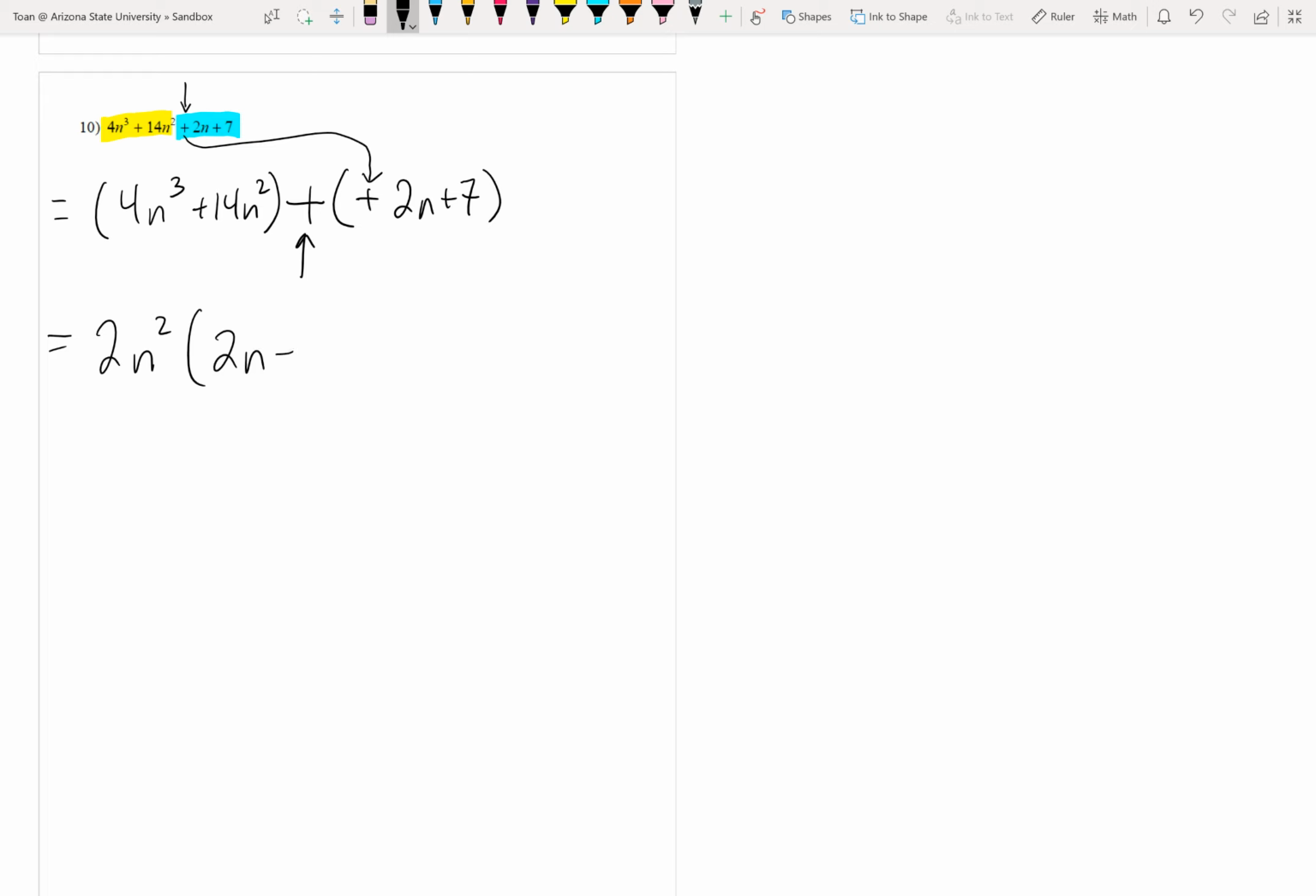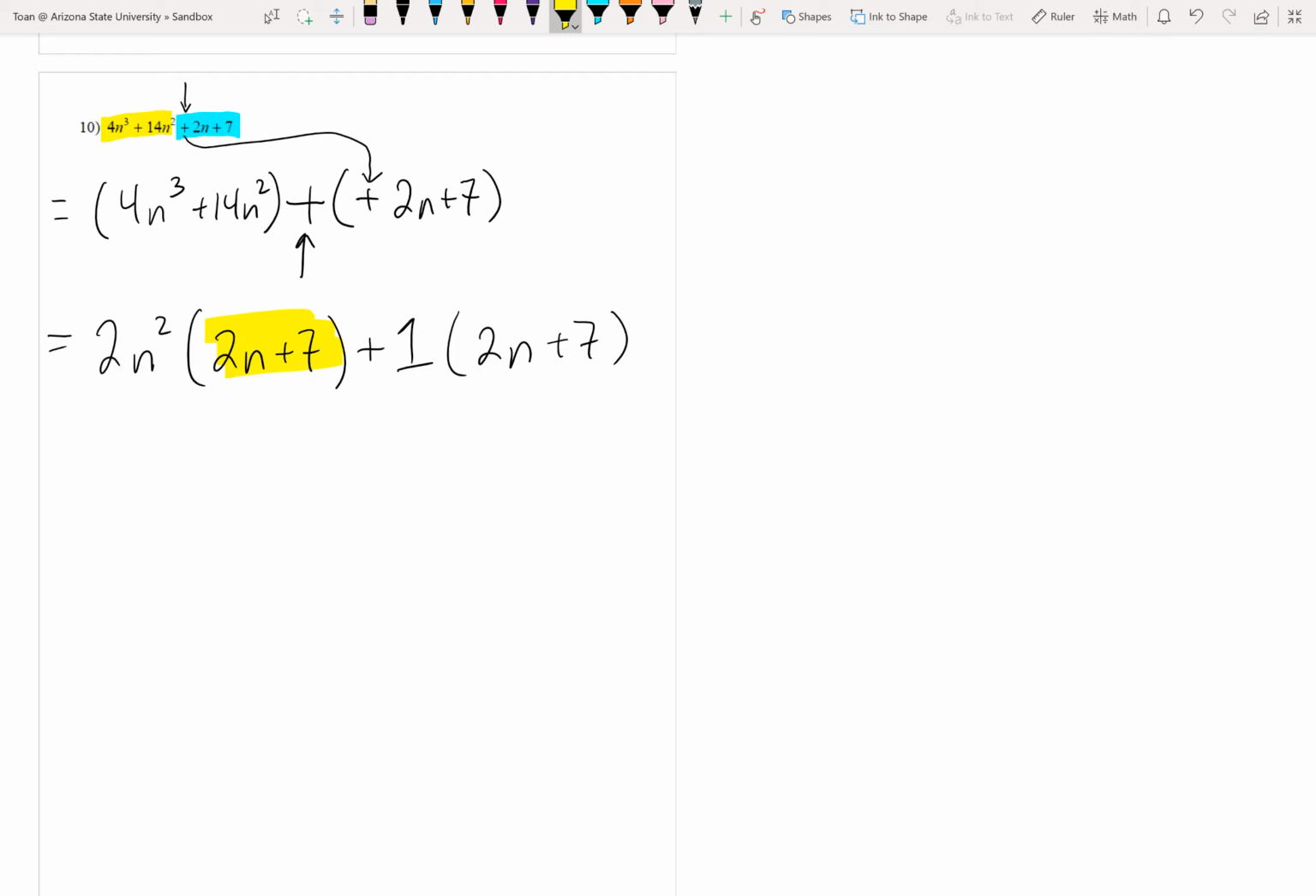It gives me a 2n plus 7 left over. And in the second parentheses, there's nothing I can factor. There's no common factors between 2n and a 7. So if there's nothing else you can factor out, you can always factor out a 1, because factoring out a 1 does not change things.